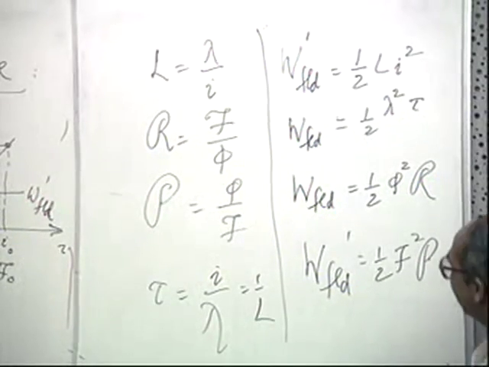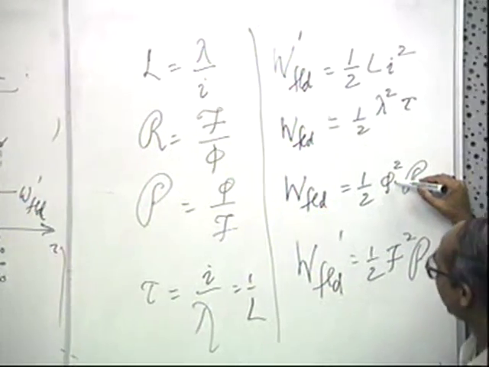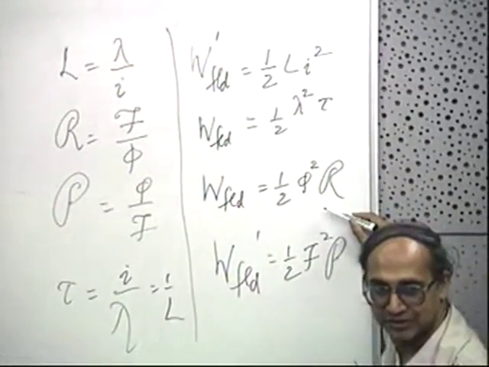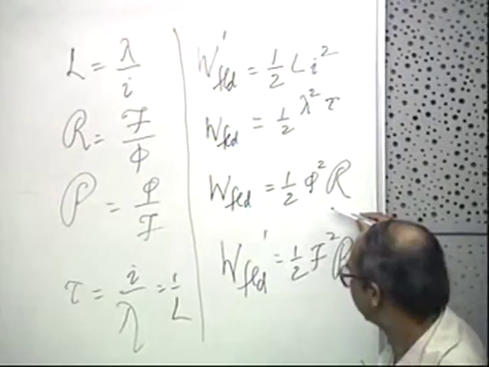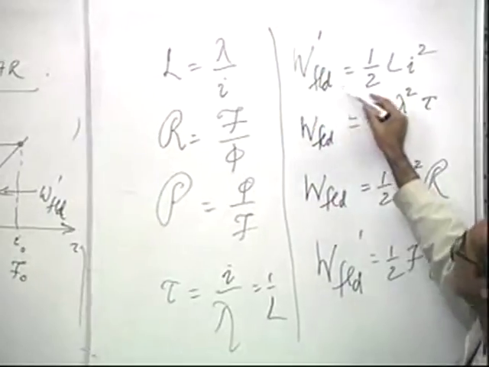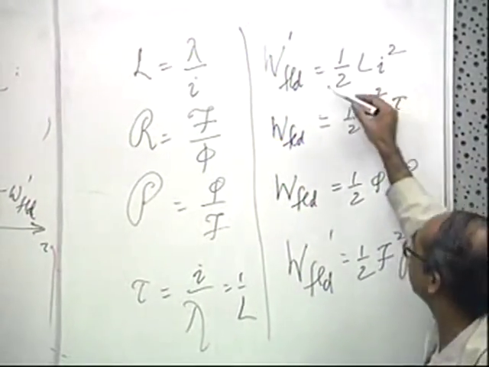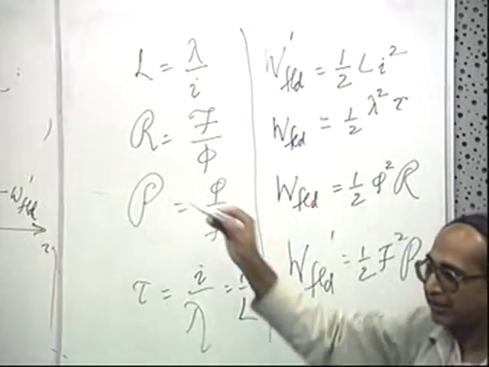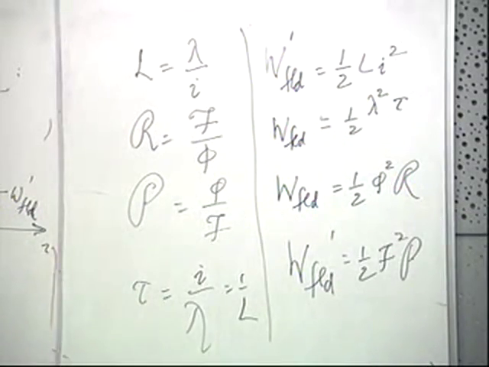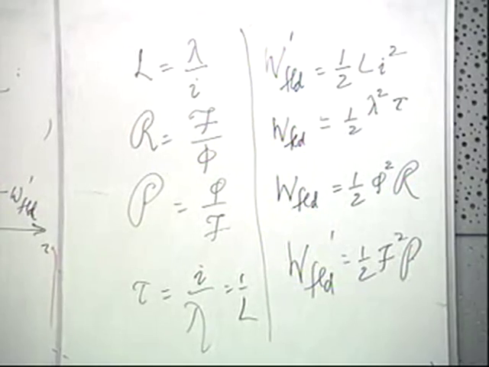So you can write them in all four possible ways, but you must be sure in what electrical parameter they are represented. Either you call it W field or W field dash. Half Li square is W field dash because it is in terms of I stored. Magnitude wise it is the same as W field. These two magnitudes are the same, but for our convenience we do it like this. So we could summarize this like this.